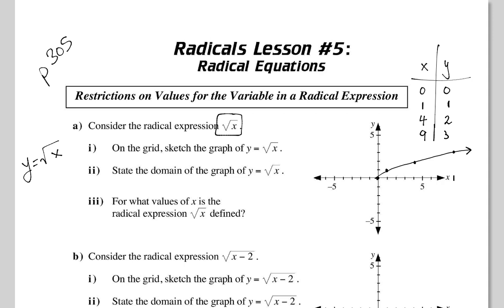So what would you say the domain of this graph is? Remember that the domain is, if you remember from Math 10, set of all x. So what x values work for this expression? Well, the answer is x greater than or equal to 0. Are there any questions about that?